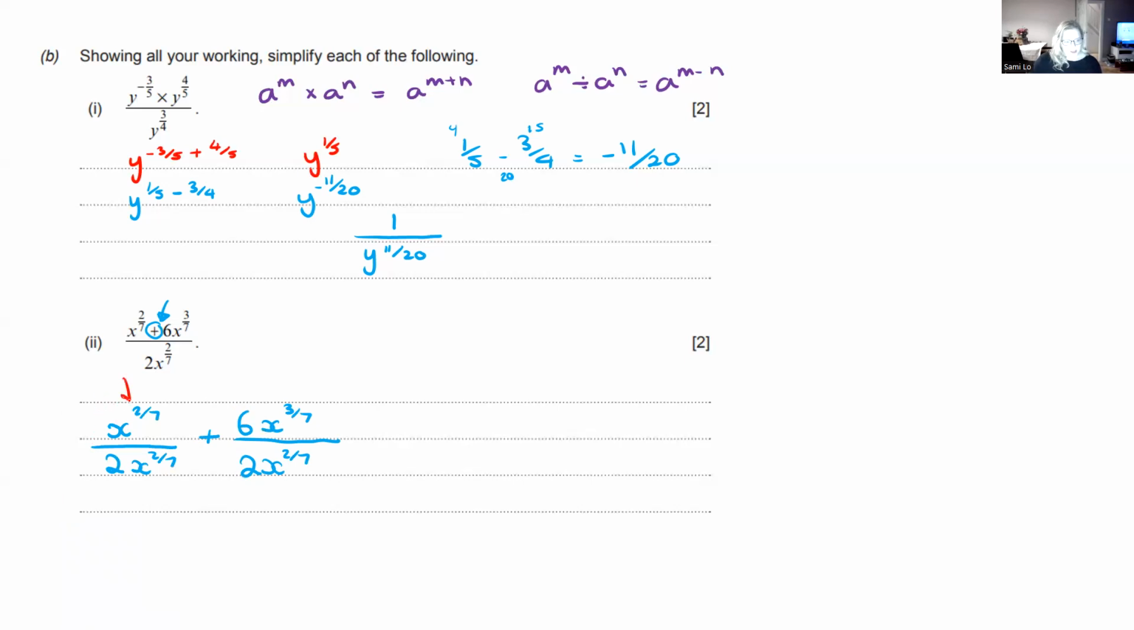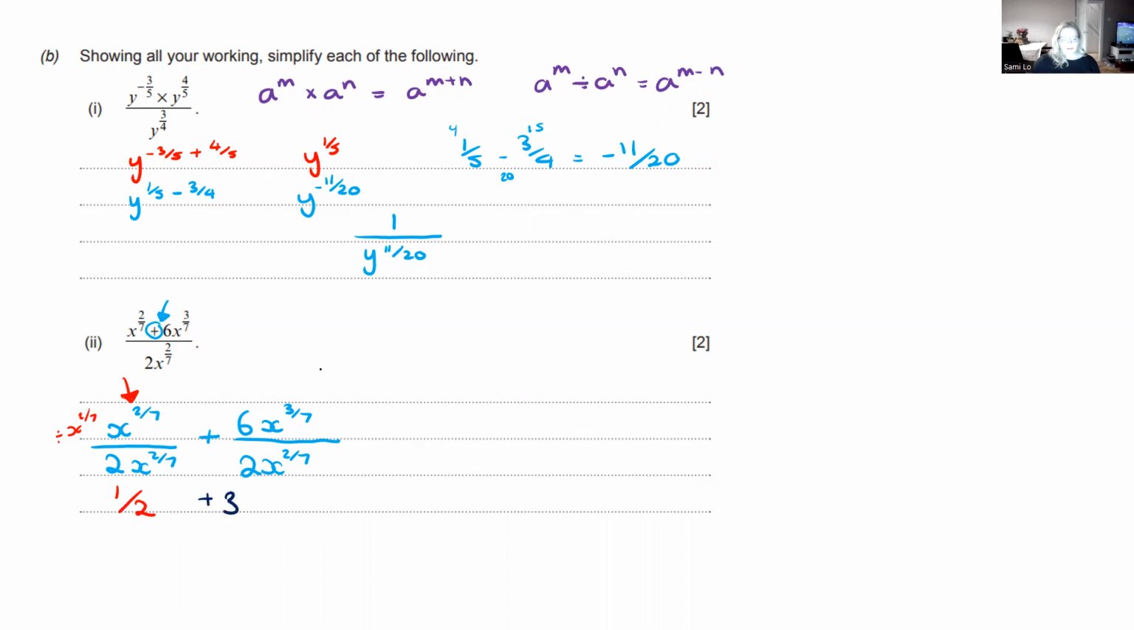Now, with the first fraction, which I've now coloured in red, we've got x to the power of 2/7 divided by 2x to the 2/7. I can divide that whole fraction by x to the 2/7, and that simplifies that fraction on its own. I've got one load of it at the top and two loads of it at the bottom, so that's now simplified to a half. Same with the second one here, I've got 6 and 2. Well, I know 6 and 2 simplifies quite nicely. So 6 and 2 simplifies to 3.